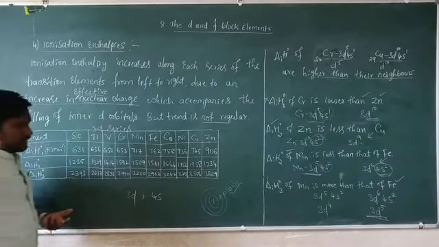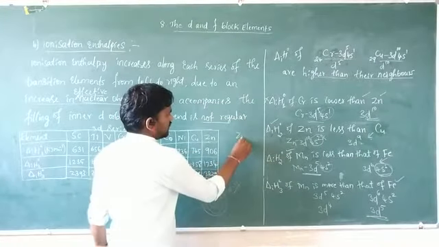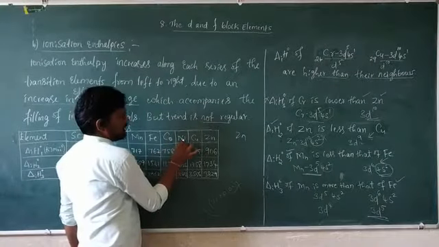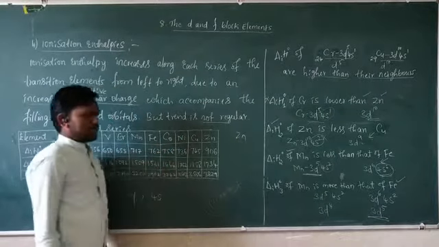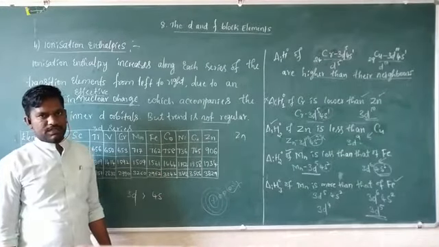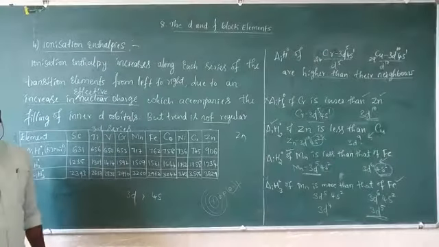And one more thing, ionization enthalpy of cobalt, nickel, copper, zinc are higher because of stable electronic configurations, and they are stable oxidation states also.